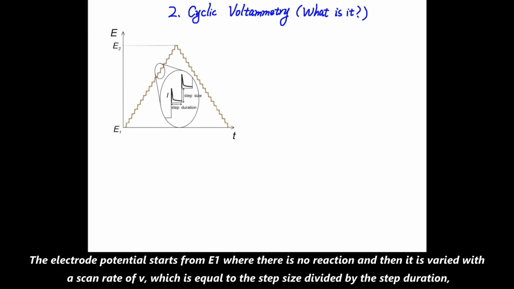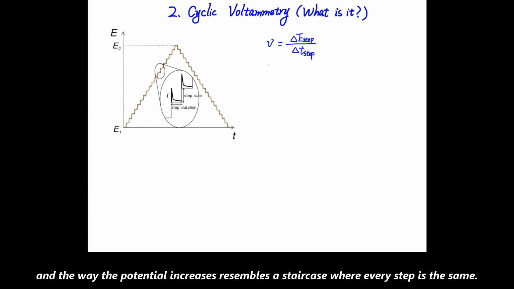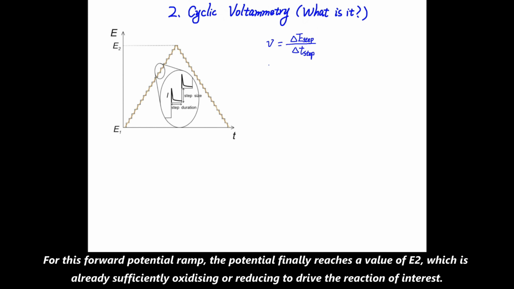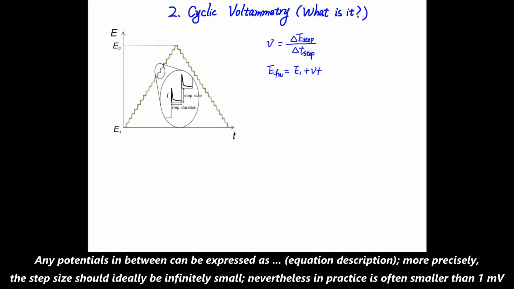The electrode potential starts from E1, where there is no reaction, and then is varied at the scan rate of v, which is equal to the step size divided by the step duration. The way the potential increases resembles a staircase, where every step is the same. For this forward potential ramp, the potential finally reaches a value of E2, which is already sufficiently oxidizing or reducing to drive the reaction of interest. Any potential in between can be expressed as E1 plus vt.